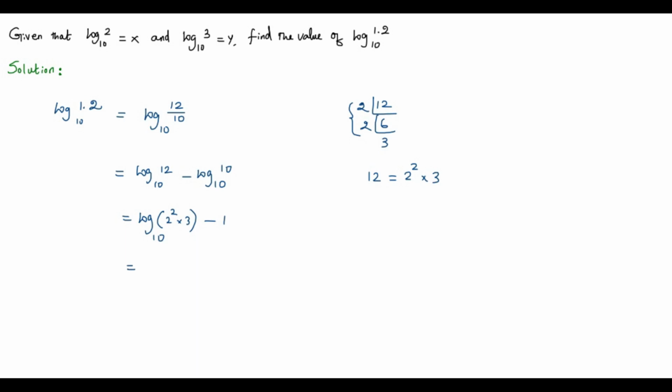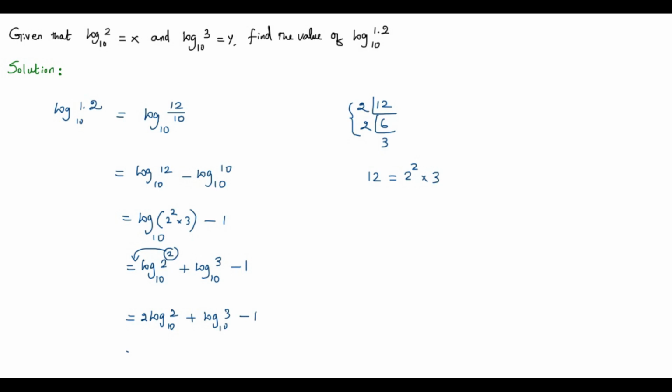In the next step, here two numbers are multiplied. According to the first fundamental law of logarithm, in the argument if two values are multiplied, we have to take the logarithm separately for each value and add them. That is log 2 square to the base 10 plus log 3 to the base 10 minus 1. Here we can bring this exponent 2 in front of the logarithm according to the third fundamental law of logarithm. So it's going to be 2 log 2 to the base 10 plus log 3 to the base 10 minus 1. That's all the simplification we can do.